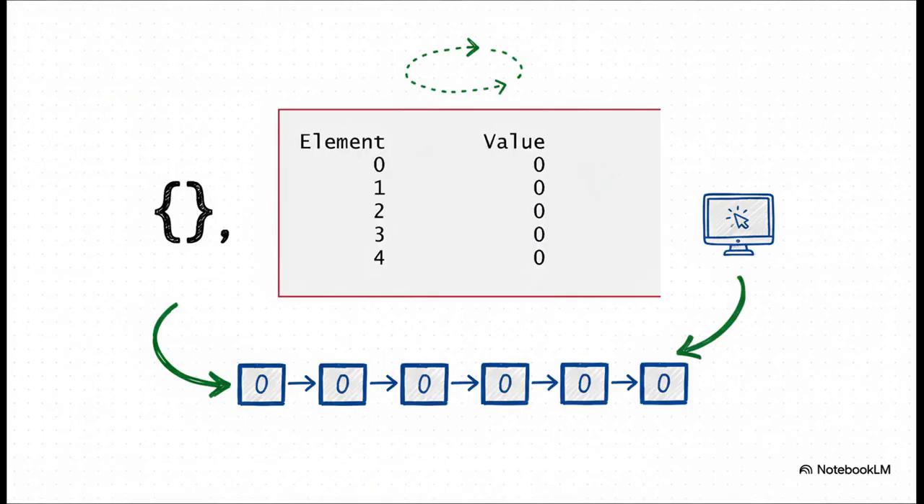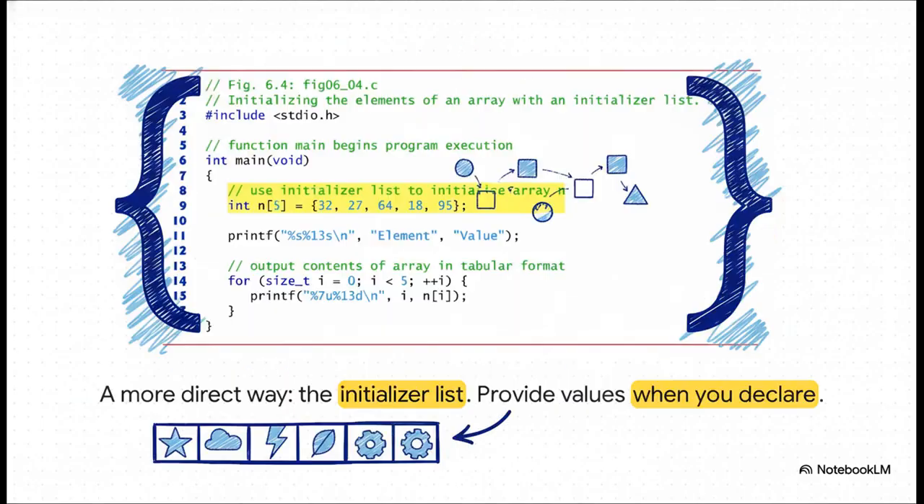And what happens when we run it? Boom! Our program prints out the contents of the array, and just like we wanted, every single element is now a 0. The loop worked perfectly. Okay, loops are great. But what if you know exactly what values you want in the array right from the start? Well, C gives us this awesome shortcut called an initializer list. You just declare the array, and right there, using curly braces, you just list out all the values you want.